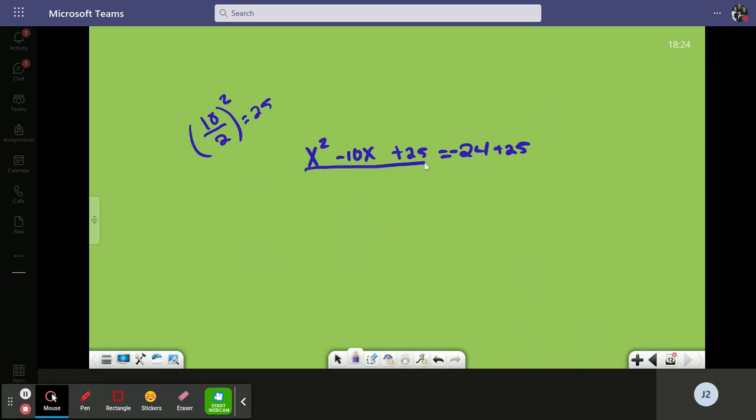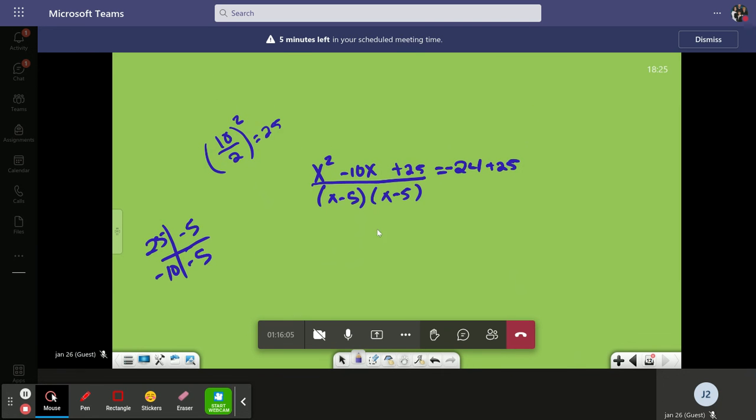Now, what can I multiply that will give me 25? If I multiply it, I get 25. If I add it, I get negative 10. What two numbers? Negative 5 and negative 5. So this factors to x minus 5 times x minus 5. So I rewrite that as x minus 5 squared.